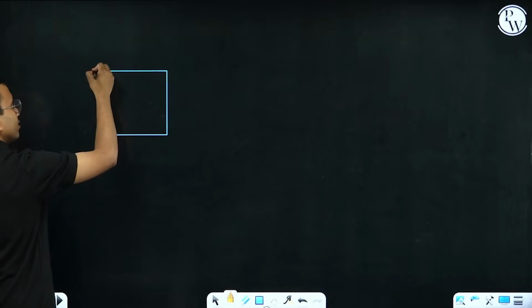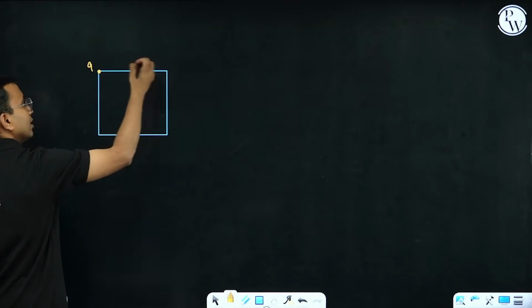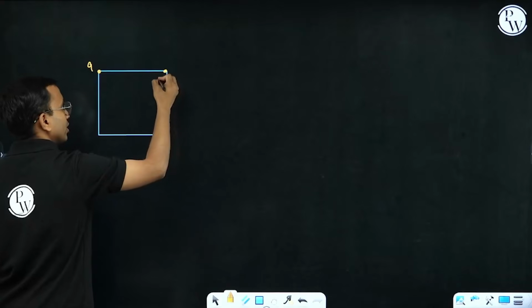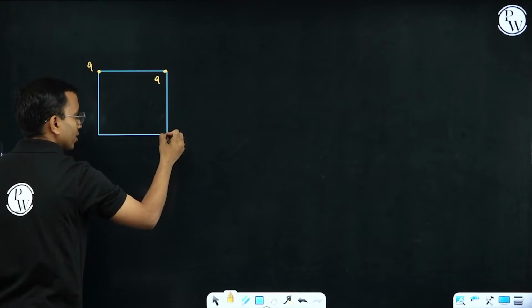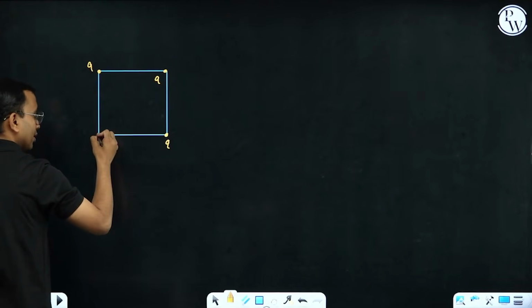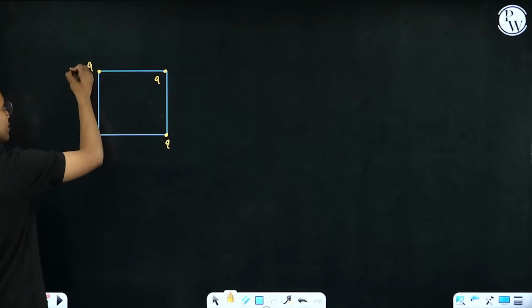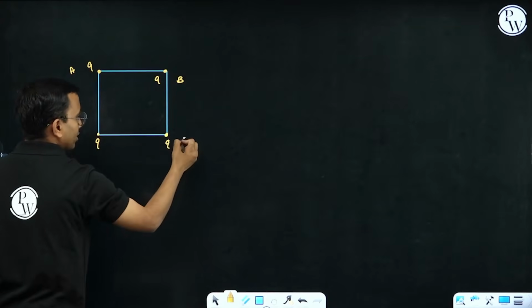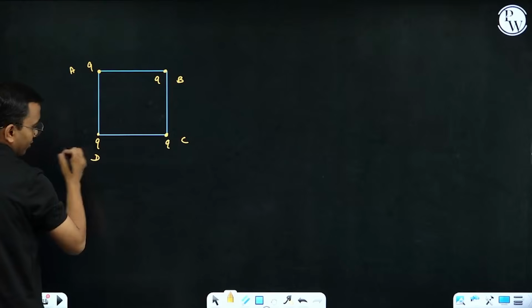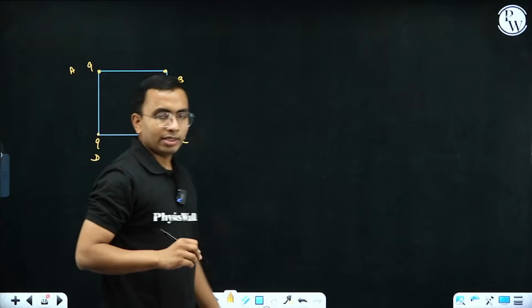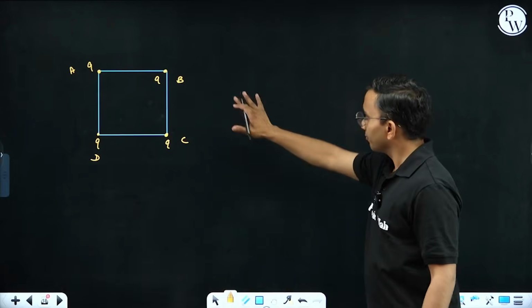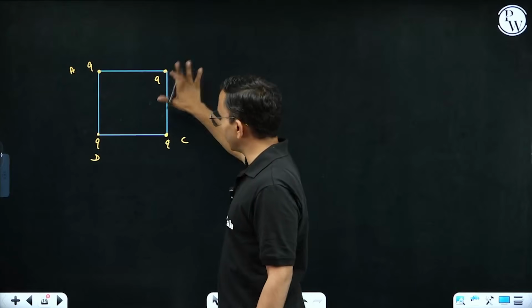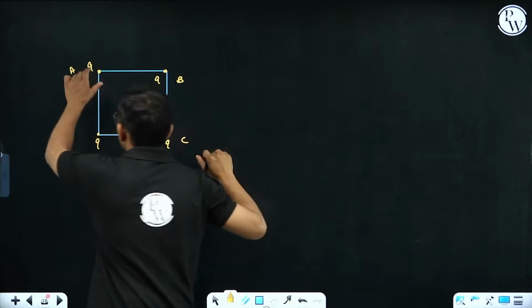Four charges are there: Q here, here also Q, here also Q, here also Q. Let us take this as A, this as B, this corner as C and this corner as D. Now, if I find the force on B, first of all I'll write the force due to A.